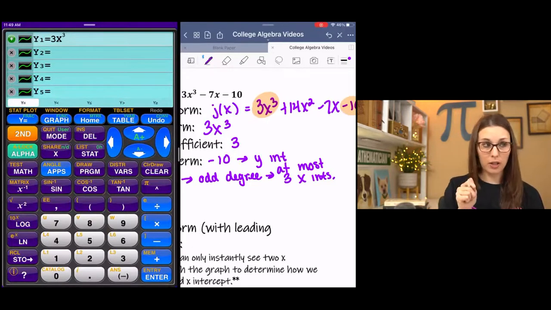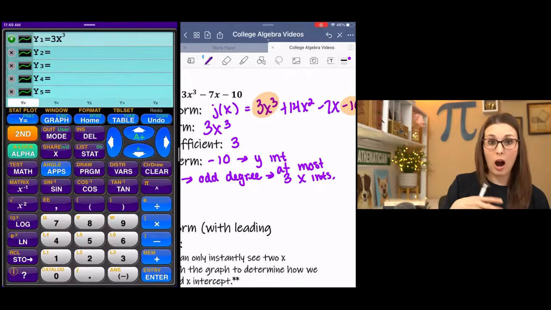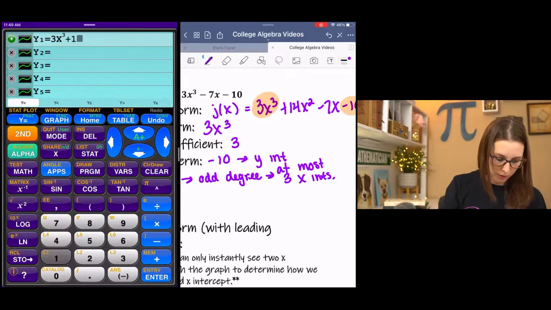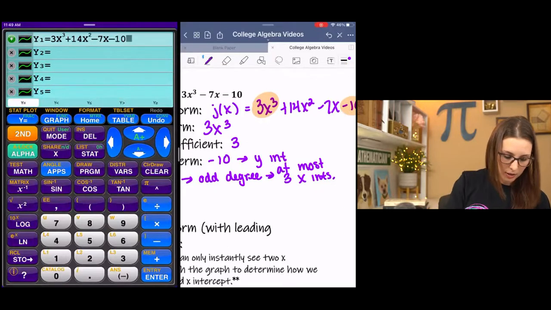We're going to do 3. And my cursor is still in the exponent, so I'm going to hit over to get out of that. Then plus 14x squared minus 7x minus 10. Table.